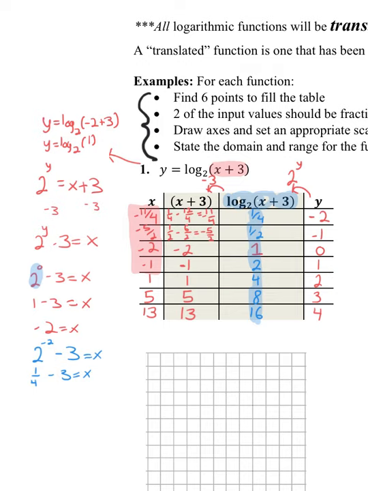Negative 3. Why negative 3? Why not positive 3? Because the x values are stretching back into the negatives. Exactly. The x values are stretching into the negative. So great answer saying negative 3 and not positive 3.